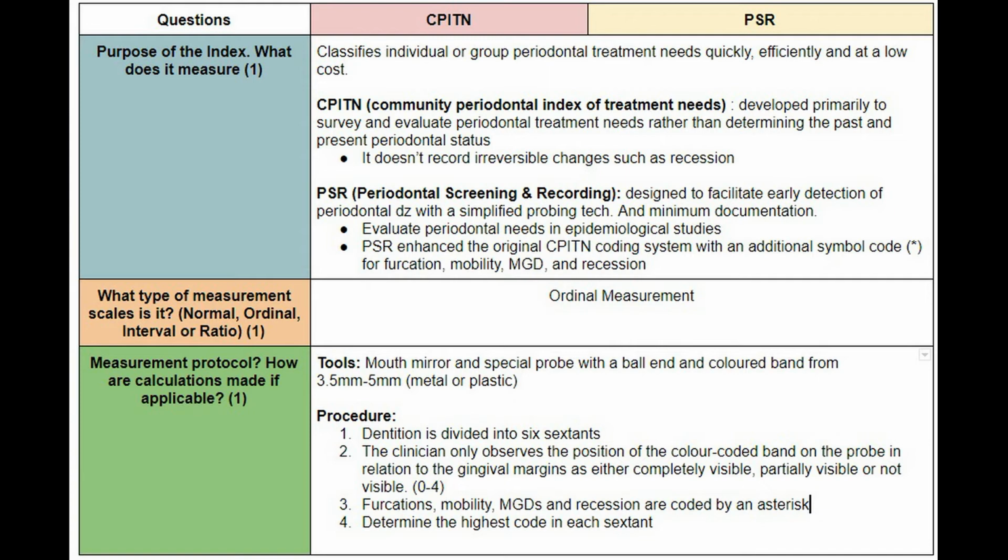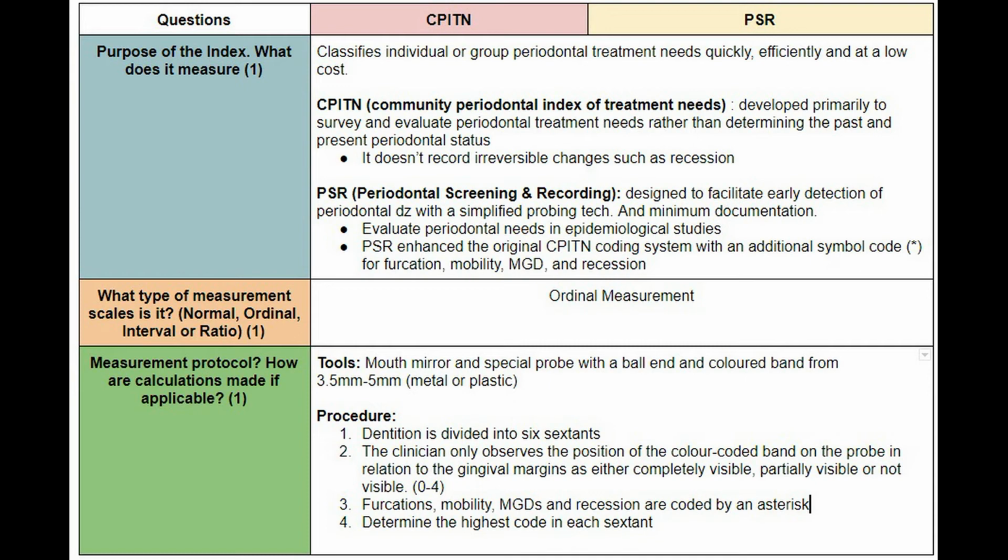The measurement tools and protocols include a special dental probe with a ball end and color band ranging from 3.5 to 5 millimeters. This can be metal or plastic. The dentition is then divided into sextants. The clinician only observes the position of the color-coded band on the probe in relation to the gingival margin as either completely visible, partially visible, or not visible.